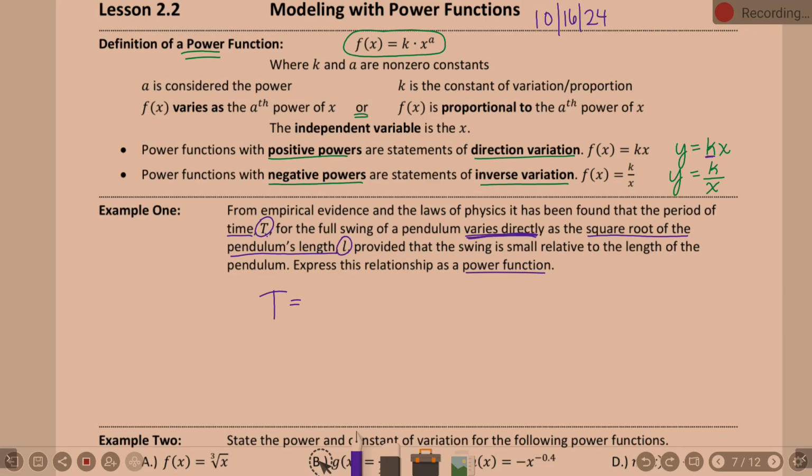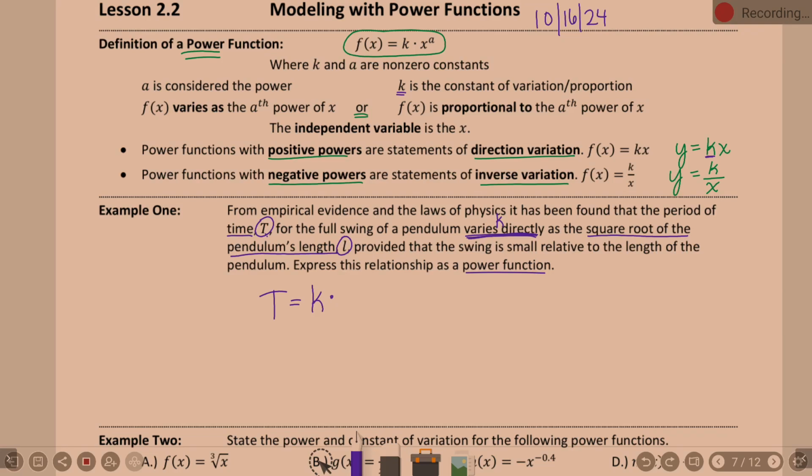When you see the words varies directly or varies proportionally, you need a constant of variation or a constant of proportion in there. What is our constant of variation? K. So this is going to be k times whatever we need. When we see varies directly, it's k times what? What is time varying directly with?